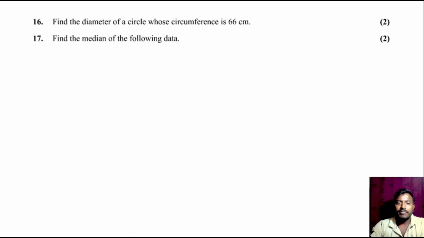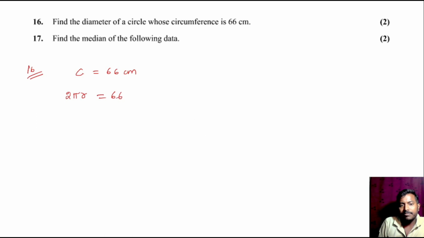Find the diameter of a circle whose circumference is 66 centimeter. So here given that circumference equal to 66 centimeter. We know that circumference is 2 pi r equal to 66 centimeter, or we can put pi d equal to 66 centimeter. Now put the value, that is 22 divided by 7 into d equal to 66. Now d equal to 66 into 7 divided by 22. 22 goes 3 times, so d equal to 21.